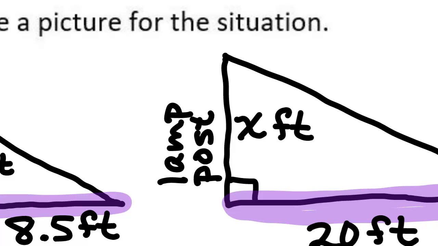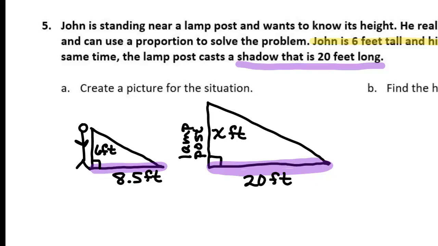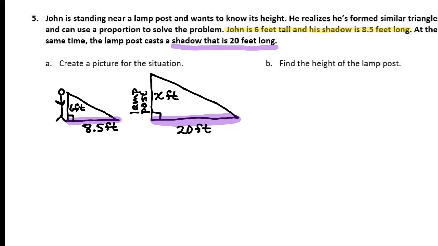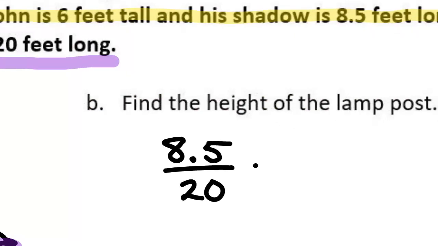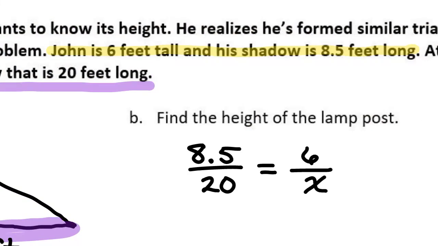But we can match up corresponding pieces. What is a pair of sides that would be corresponding between these two triangles? 8.5 and 20. Yes, the shadows. So I can make a fraction with 8.5 and 20. Does not matter which one you put on top and which one you put on bottom, as long as we stay consistent with our next fraction. So the shadows make a fraction together, and what other two sides would be corresponding then? 6 and x. Which one would I have to put on top since I put 8.5 on top of the first fraction? 6 has to go on top here. So 6 over x. And now we're going to solve this for x.